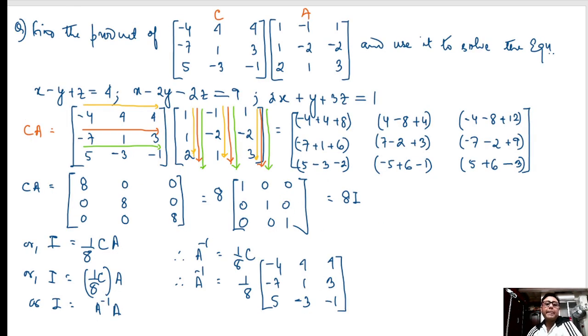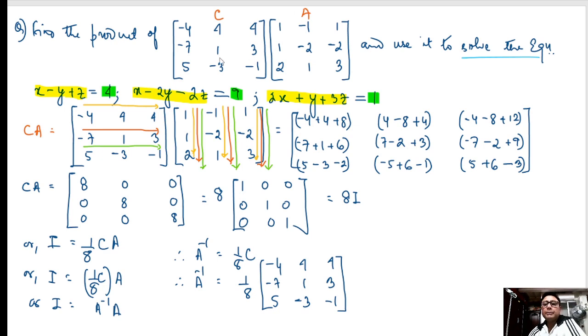Next, let us see. Find the product of this and this. Suppose we name the matrix as C and this as A, and use it to solve the equation. So these are the equations given here. Okay, and which is our B? Our B is this, this and this. Okay, so let's now see.